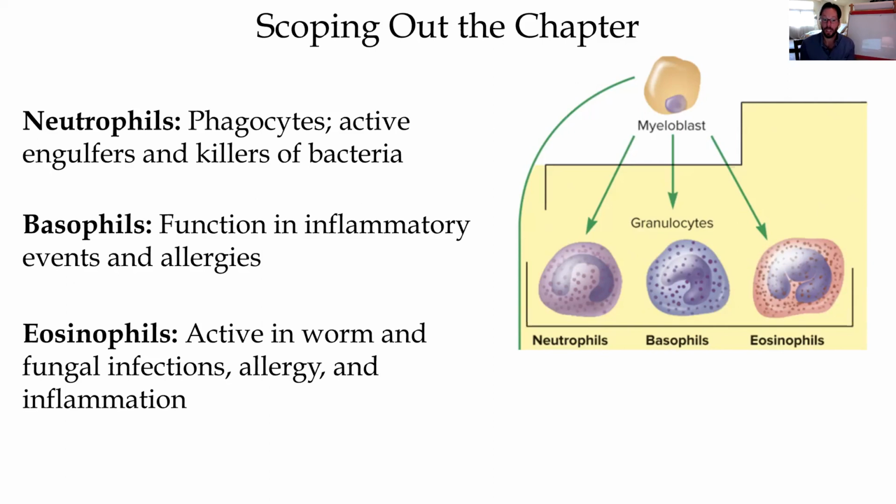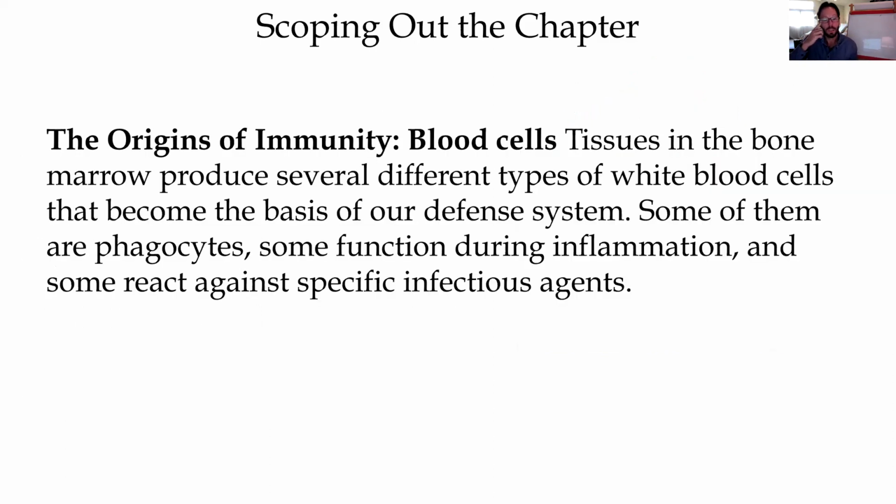And then your eosinophils are primarily responsible for worm and fungal infections, okay, as well as the inflammation. And as I said, all these immune cells are going to come from hematopoietic cells, blood cells, okay? The bone marrow produces these. And so that is where everything comes from.